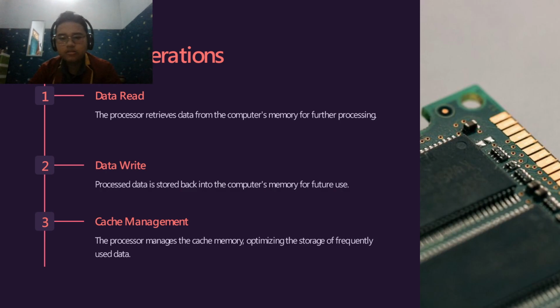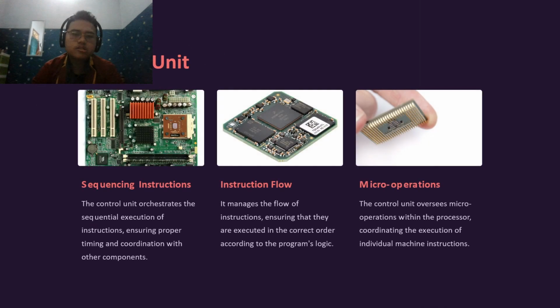Next one is control unit. The first one is sequencing instruction. The control unit orchestrates the sequential execution of instructions, ensuring proper timing and coordination with other components. And then number two is instruction flow. It manages the flow of instructions, ensuring that they are executed in the correct order according to the program logic.